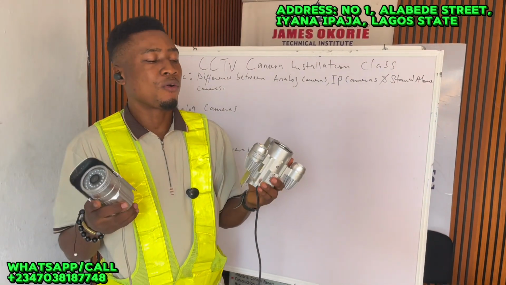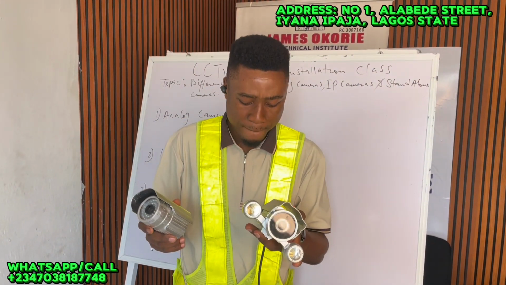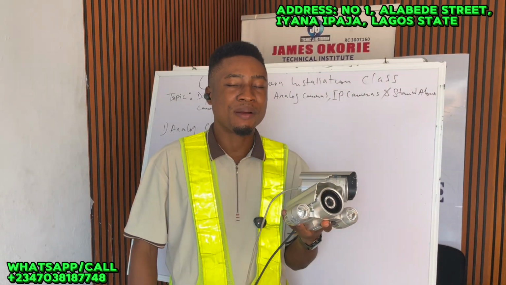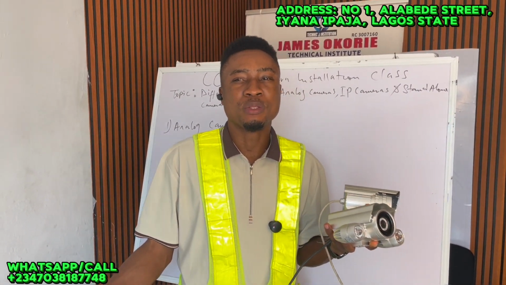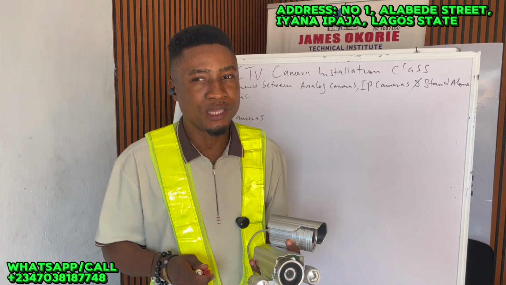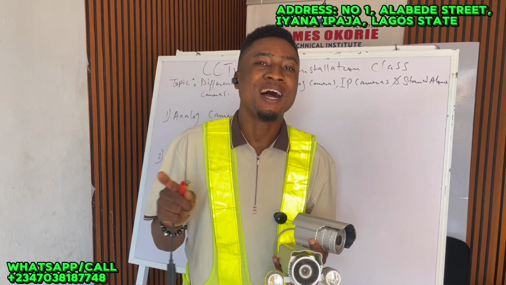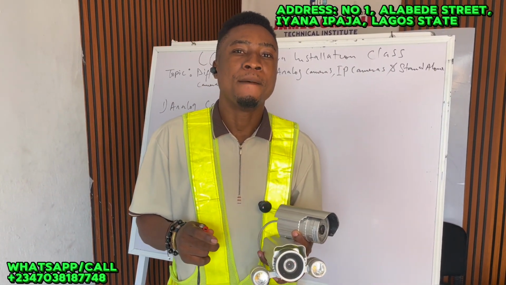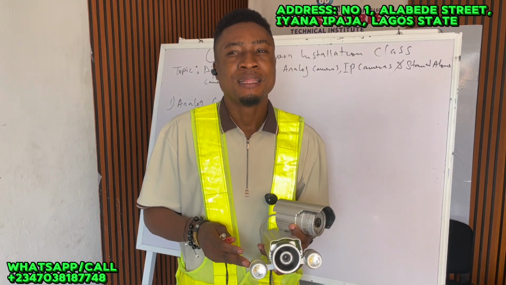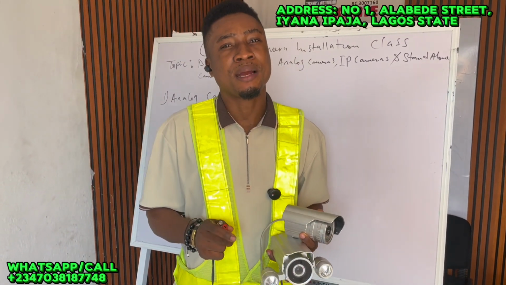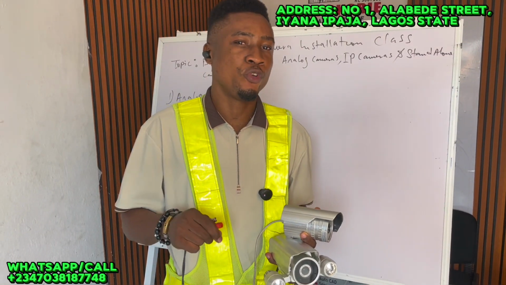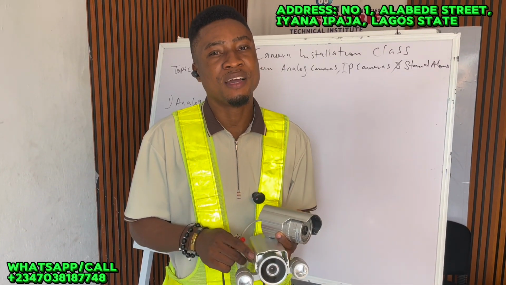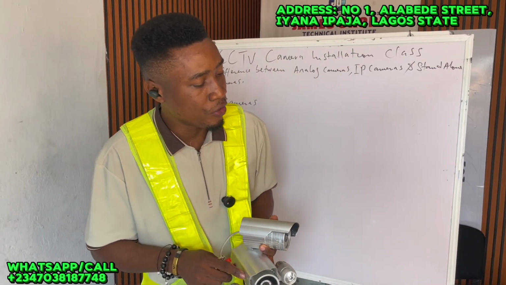These are analog cameras. How do you know an analog camera? When you check analog cameras, you see that they work with what we call the DVR, digital video recorder, and also they work with coaxial cable, which can be RG59, and they are purely analog. You can remotely view analog cameras also, but you must work it out with the DVR. DVR simply means digital video recorder.